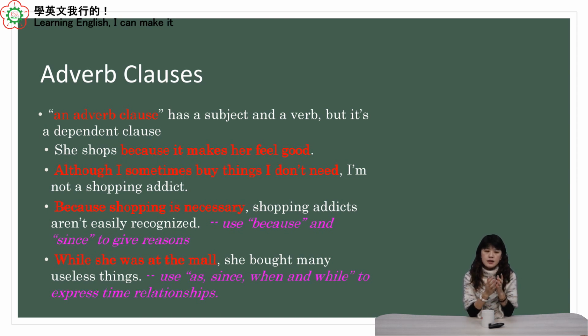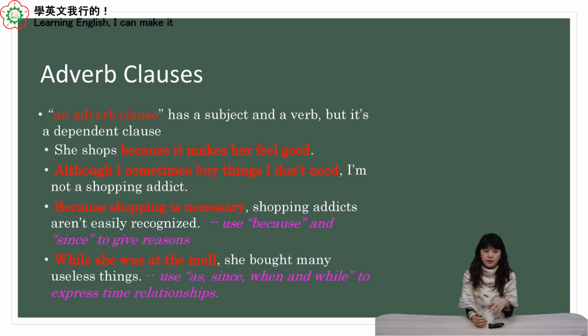Okay, the second sentence here: Although I sometimes buy things I don't need, I am not a shopping addict. So "although" brings out a meaning that is opposite to the second part of the sentence. The adverb clause in this example starts with "although I sometimes buy things I don't need." So this is a dependent clause. It must go together with an independent clause. It cannot exist by itself.